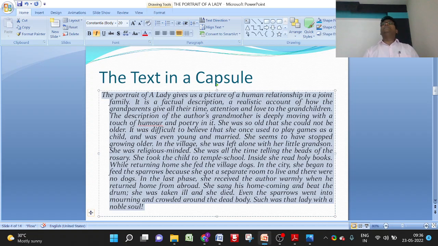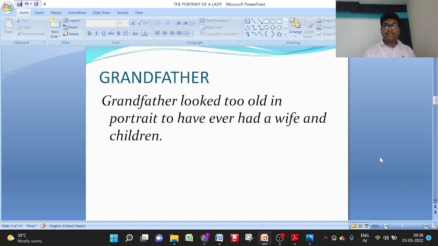So the text is basically divided into certain categories. If I talk about them one by one, then first, the grandfather. Okay, fine. So let me take a sideline from the village life and more. Why grandfather? The text begins with a kind of wonder and surprise by Khushwant Singh: my grandfather looked too old in the portrait to have ever had a wife and children.